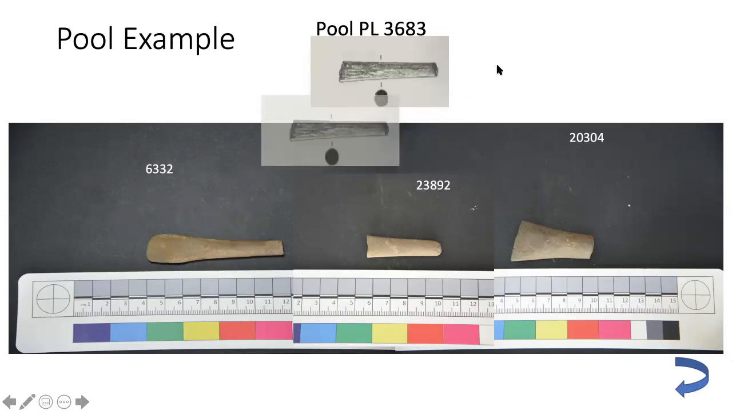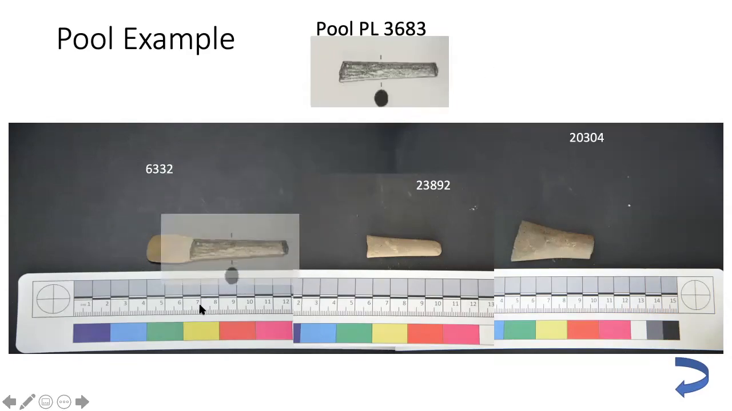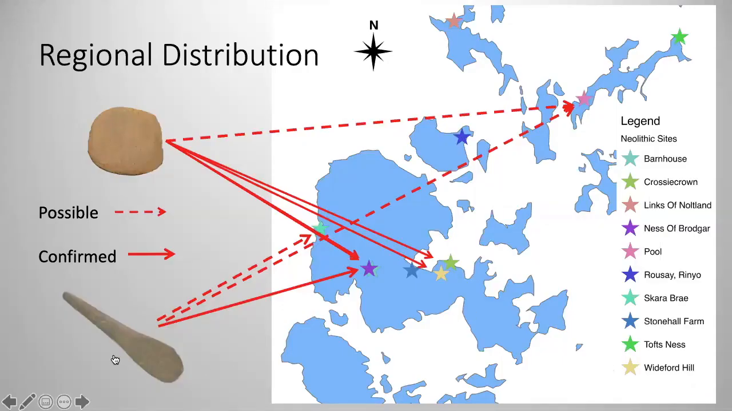And if I superimpose it on the artifact from the Ness of Brodgar, you can see that the shape looks quite a bit like this example from the Ness of Brodgar. So for my purposes, I considered this perhaps a representation of a strategically designed, even spoon-shaped tool from Poole. And then I also have a dashed line over to Scarabray.